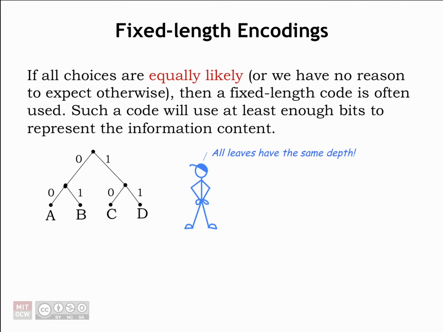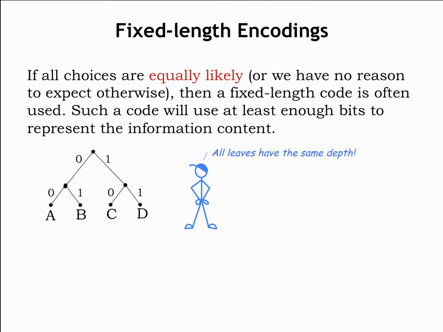If the symbols we are trying to encode occur with equal probability, or if we have no a priori reason to believe otherwise, then we'll use a fixed-length encoding, where all leaves in the encoding's binary tree are the same distance from the root. Fixed-length encodings have the advantage of supporting random access, where we can figure out the nth symbol of the message by simply skipping over the required number of bits.